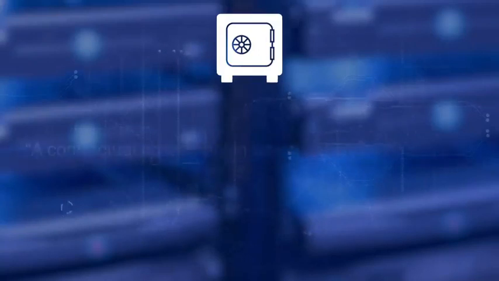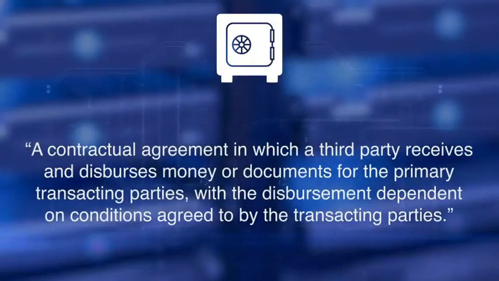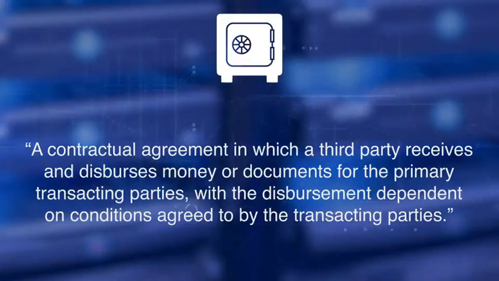Wikipedia defines escrow as a contractual agreement in which a third party receives and disperses money or documents for the primary transacting parties, with the disbursement dependent on conditions agreed to by the transacting parties. A smart contract can do all these. It can hold money and all artifacts in an escrow and allow transacting parties to negotiate on it and verify conditions to be met before the disbursement of the items in the escrow.